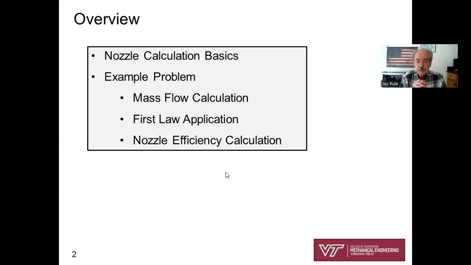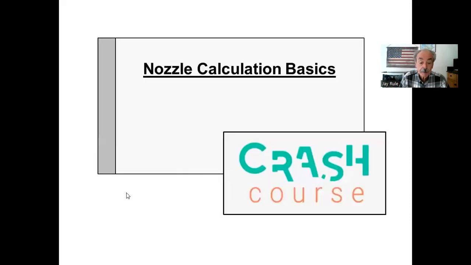What I want to cover is just the basic governing equations for nozzle calculations. And then we'll do an example problem to illustrate how you calculate the mass flow of this nozzle. We'll apply the first law to determine the outlet velocity. And then we'll do the traditional, what's the nozzle efficiency of this piece of equipment. So let's do some basic reviews of fundamentals first.